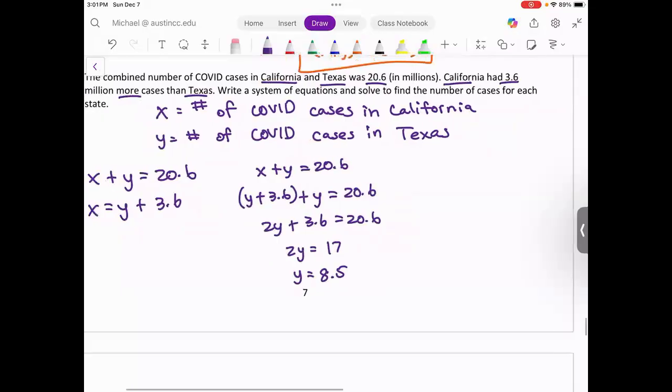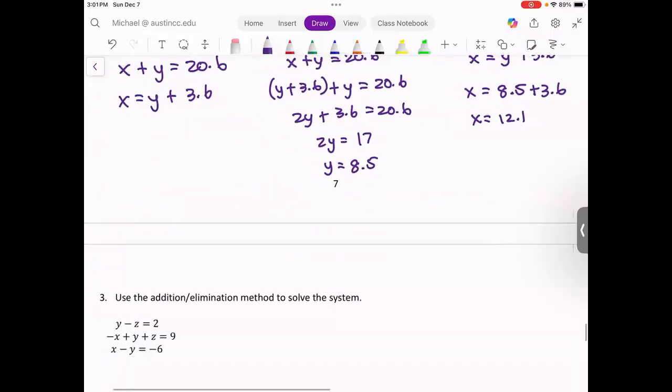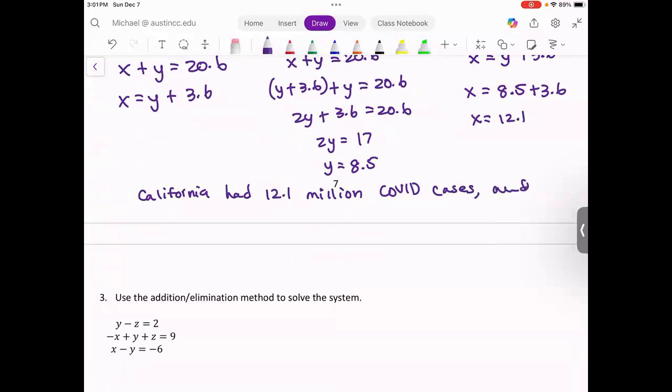Okay, so using our x equals y plus 3.6, we'll plug in our value for y. So x equals 8.5 plus 3.6, or x equals 12.1. And so what does this mean? This means that California had 12.1 million COVID cases, and Texas had 8.5.